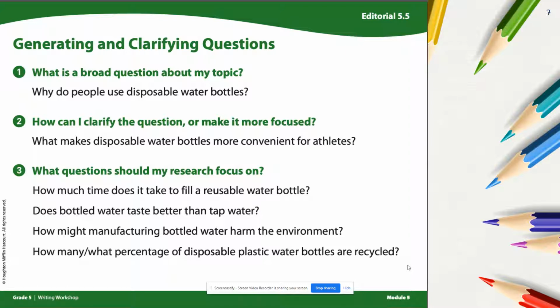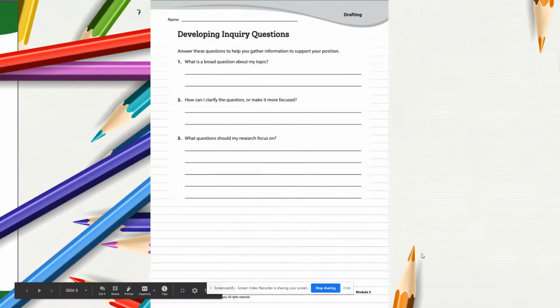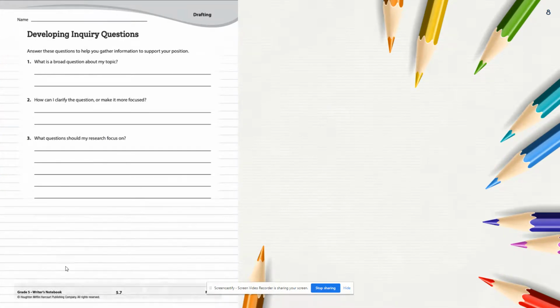When I say go, I want you to take some time and pause the video to think about and complete your writer's notebook, page 5.7, about your own editorial. Remember your topic whenever you're filling this page out. Go now to do this. These will be the questions that you will be answering on this page. Go ahead and take some time and answer these questions about your specific topic and your specific editorial.